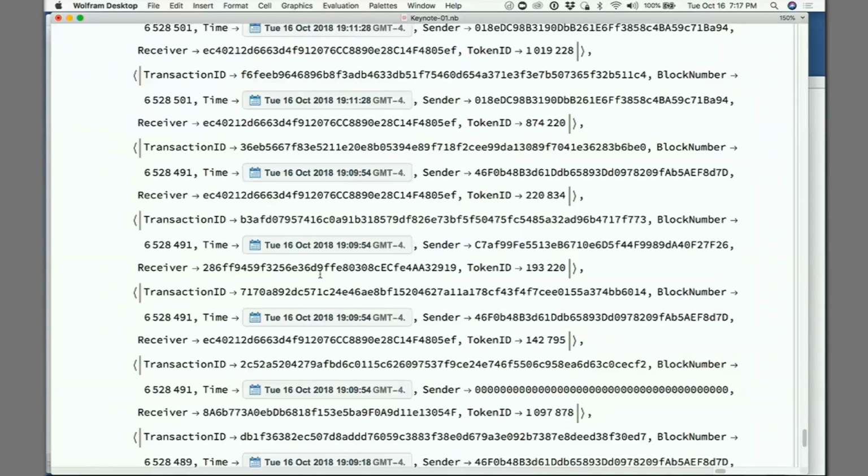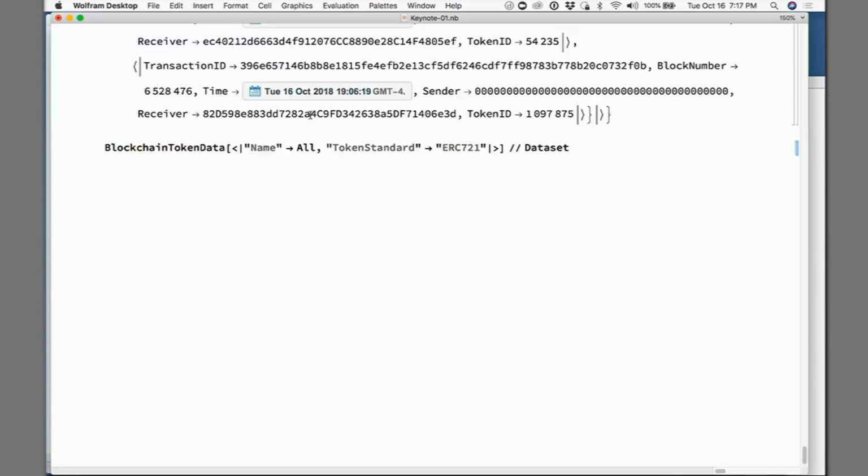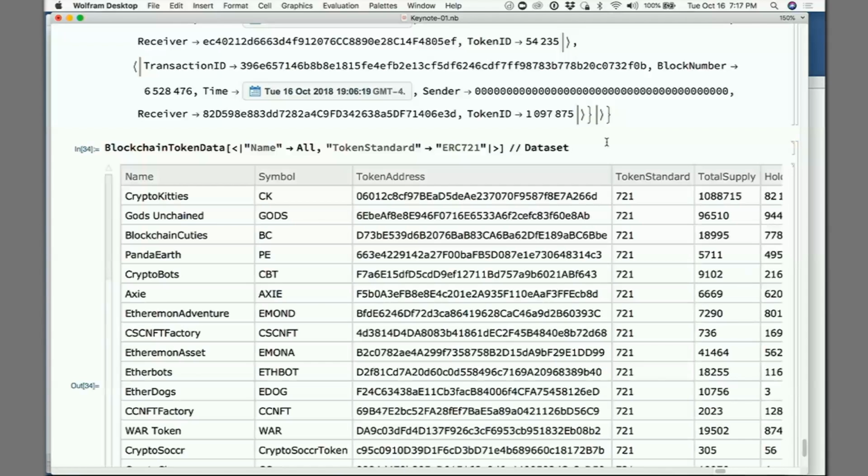Or we could go to the blockchain and ask, so the CryptoKitties are an ERC-721 token. So we can look at all the things on the Ethereum blockchain that correspond to ERC-721 tokens. And there we see the most used one is the CryptoKitties, followed by Gods Unchained and blockchain. I don't know what all these are.